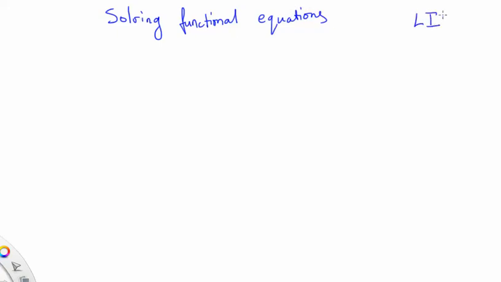Hello, in this video we are going to look at solving functional equations, which is like solving equations except with functions. And this is for learning intention number 44.